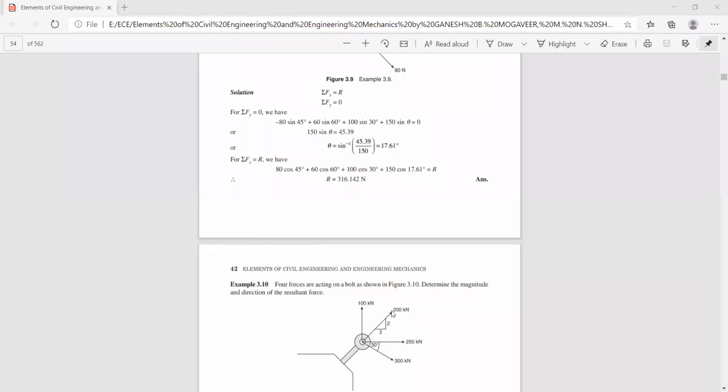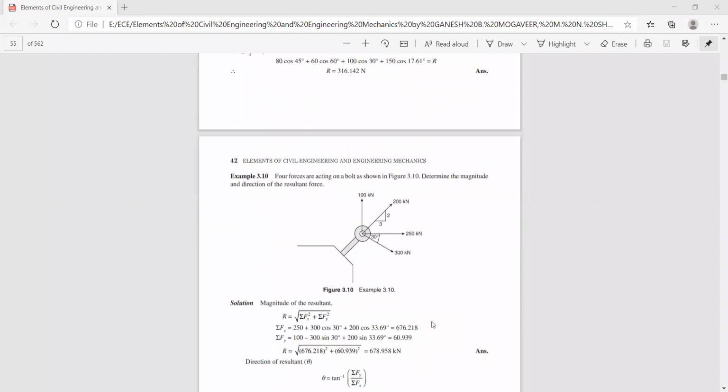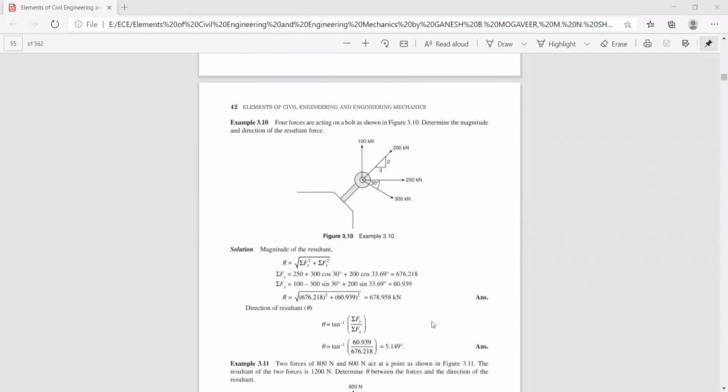And here you have a force of 200 Newton. The slope of the line is given as 2/3. And here one more force is acting in the 4th quadrant, which makes an angle of 30 degrees. So we need to find the magnitude and direction of the resultant. First, the sum of the horizontal components. First you need to find this angle. So 2/3 is tan theta, you can find this angle.